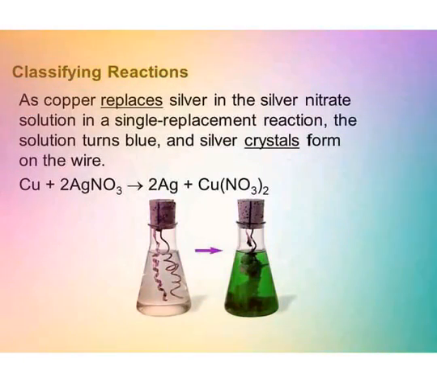For example, copper replaces silver in the silver nitrate solution in a single replacement reaction, the solution turns blue, and silver crystals form on the wire. In the given equation, silver is replaced by copper and copper nitrate is formed.